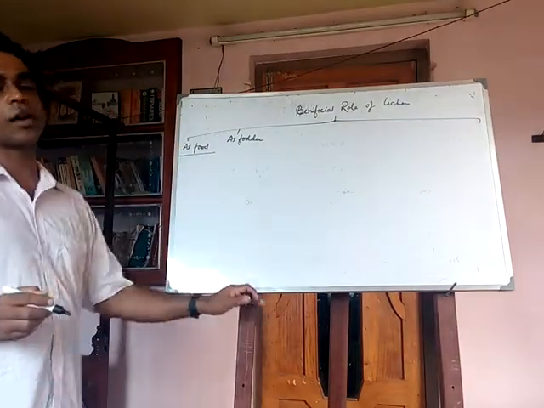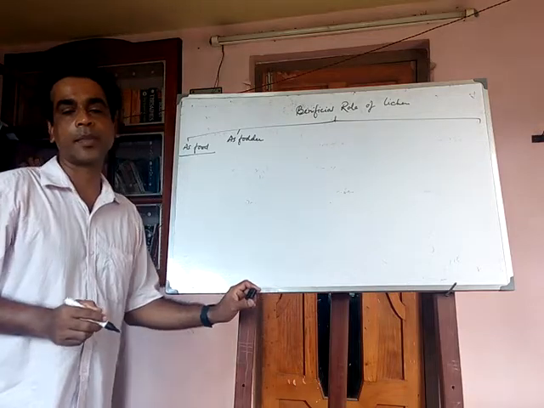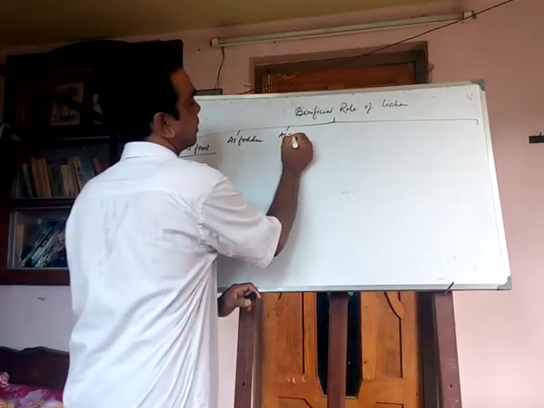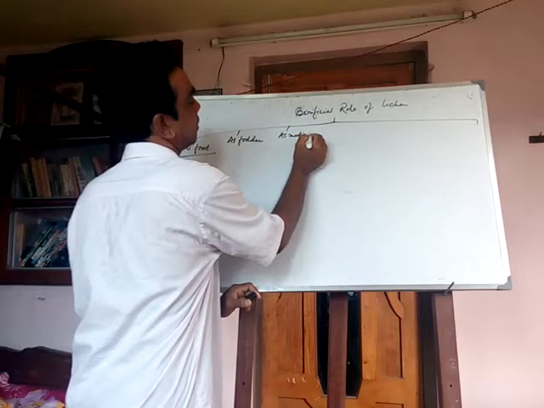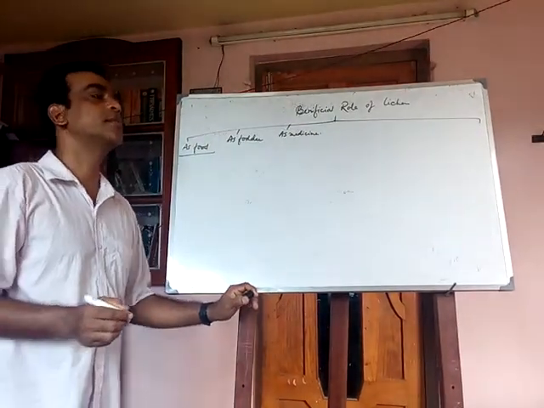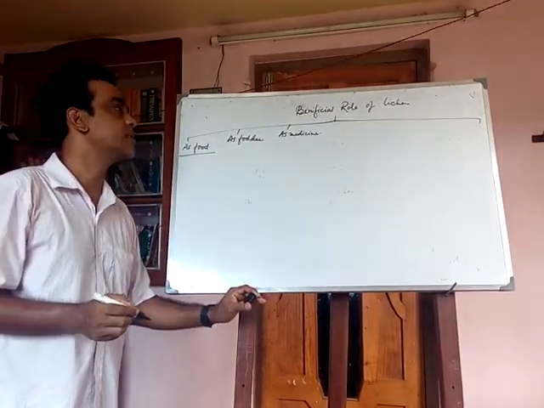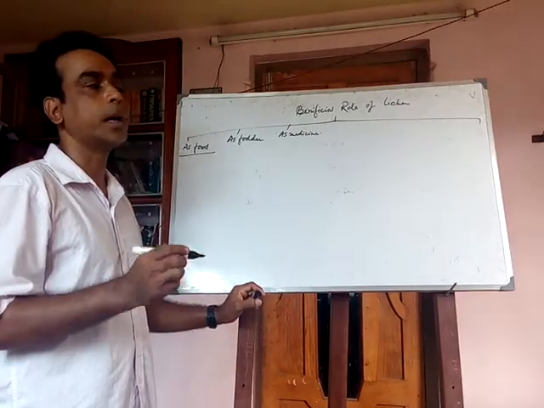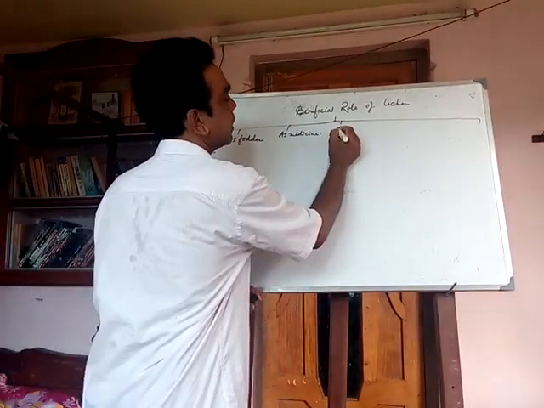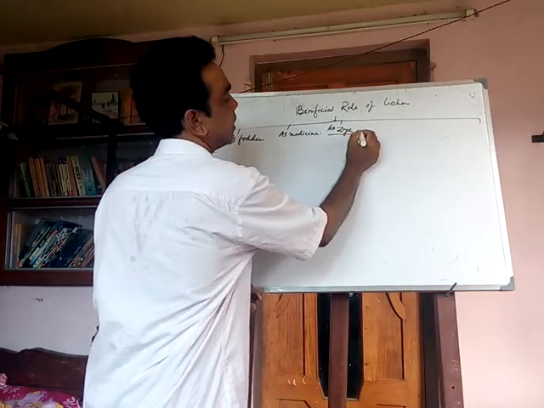Lichen is used as the fodder of the organisms and as medicine. Lichen is used as the medicine, for the production of medicines. Various types of medicine can be made by the lichens.